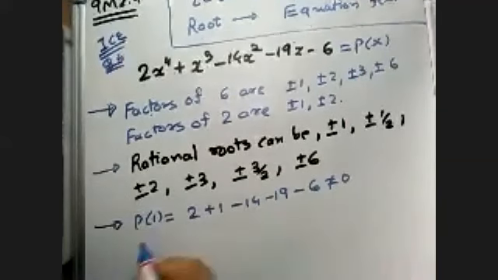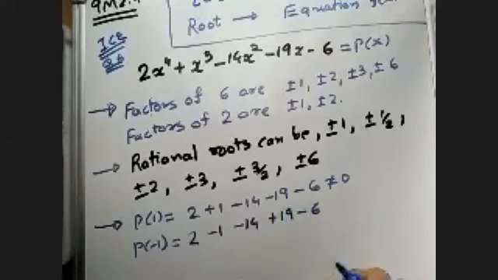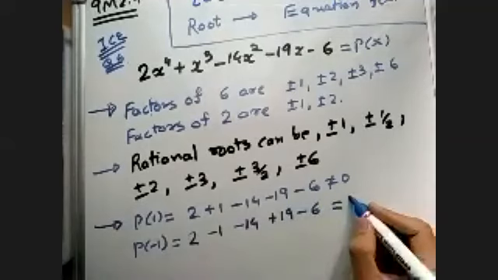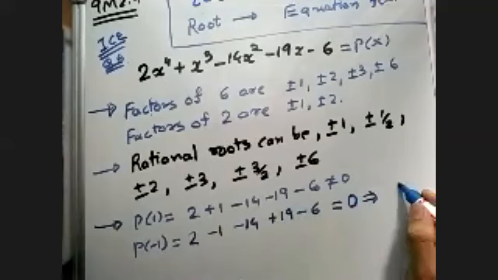For x is equal to minus 1, my p of minus 1 will be 2 times minus 1 to the power 4, that is positive, plus minus 1 cube, that is minus 1, minus 1 square, that is 1, minus 14, minus 19 into minus 1, that is plus 19, minus 6. So it is equal to 19 plus 2 is 21, and negative side also it is 21, it is equal to 0. So your one factor will be x plus 1 over here.